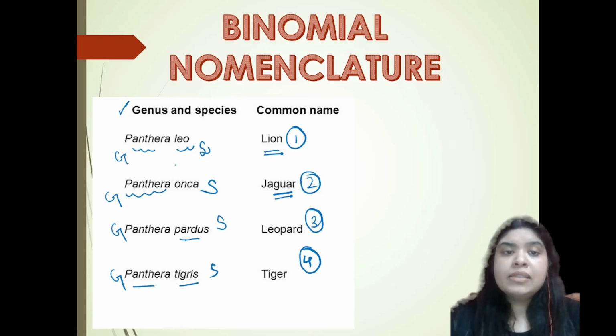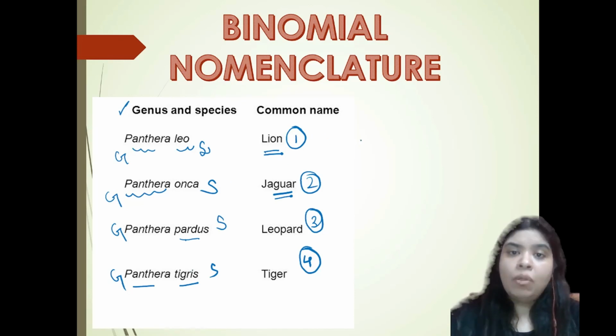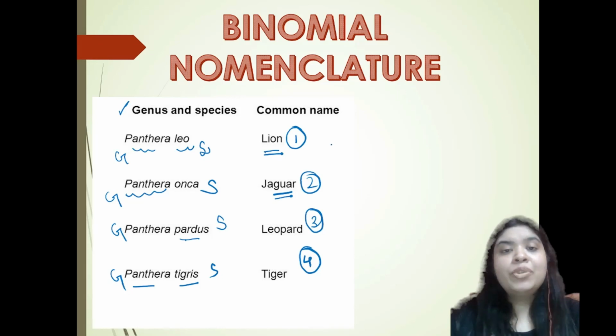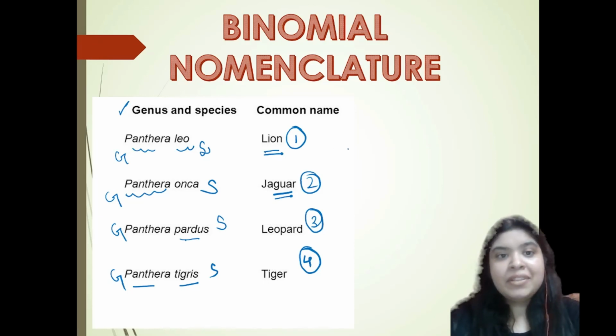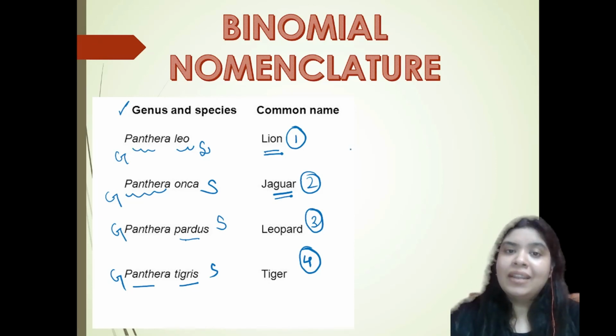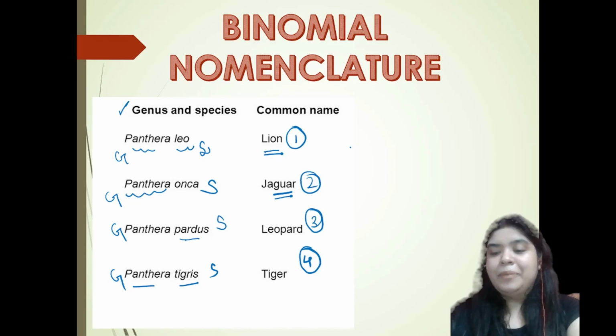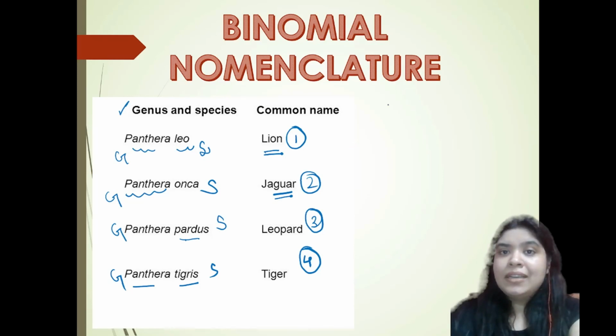This is how you write binomial nomenclature. I hope this is clear. You can also try this for various common organisms you find around yourself and check whether you are able to find their correct names or not. I hope this is clear to you, and this is an important topic.